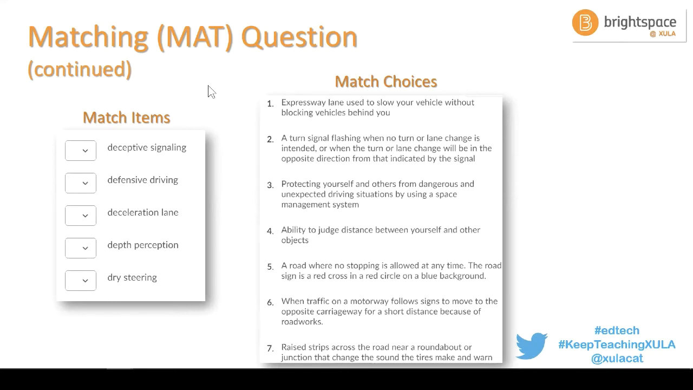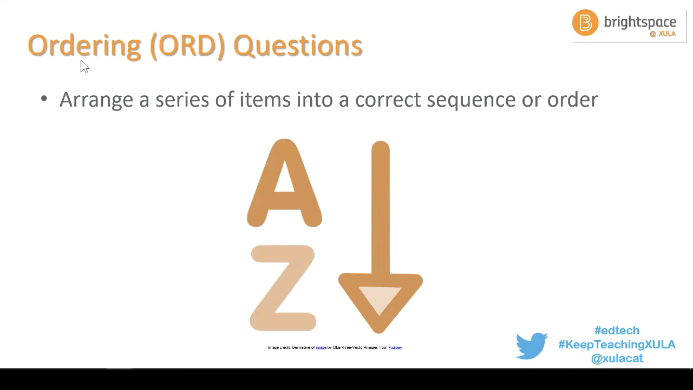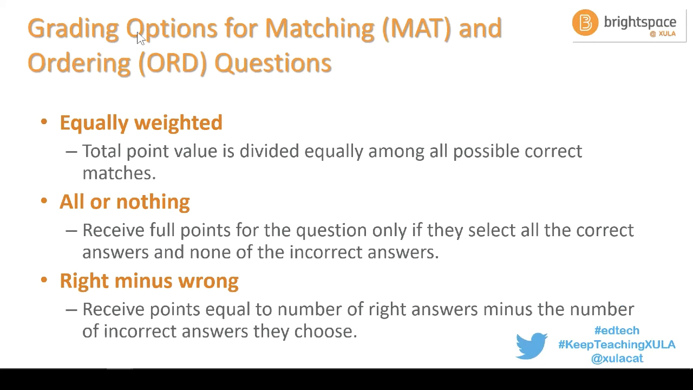All right. And then you also have the ordering question type. And of course, this is just arranging items in the correct sequence or order. And for your grading options for matching as well as ordering, you can do equally weighted, so the total points are divided equally amongst the correct matches. They can get all or nothing, or you can do the right minus wrong.